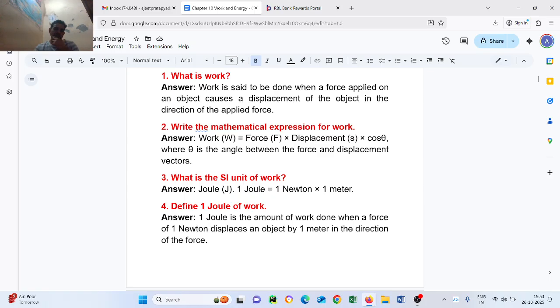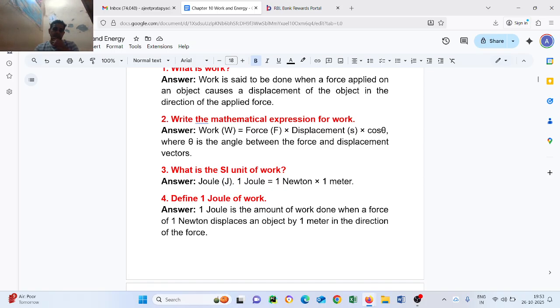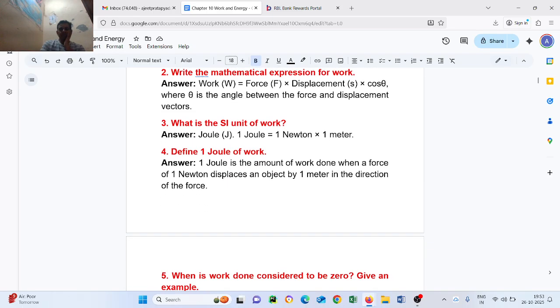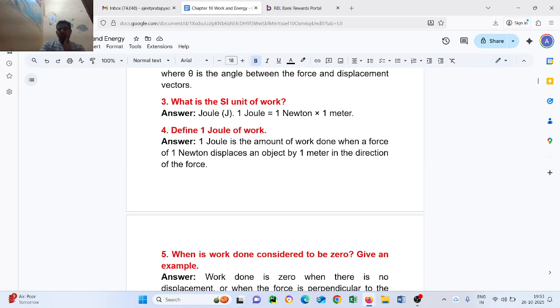Now, question number 3. What is the SI unit of work? The SI unit of work is Joule. Joule equal to 1 Newton multiplied by 1 meter. Question number 4. Define 1 Joule of work. 1 Joule is the amount of work done when a force of 1 Newton displaces an object by 1 meter in the direction of the force.